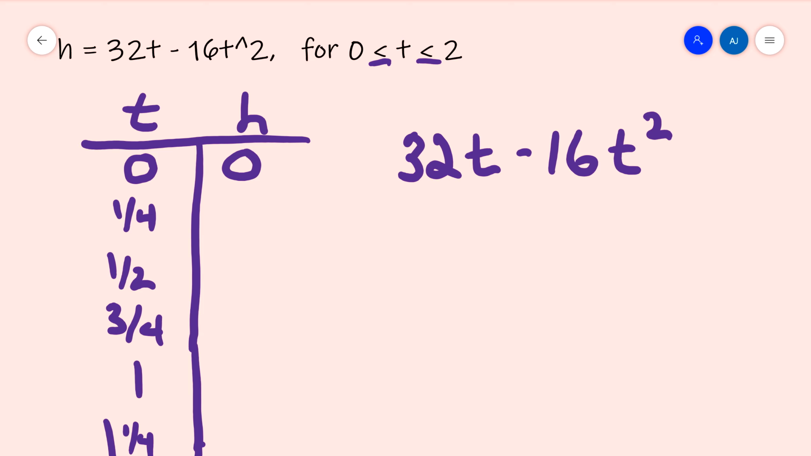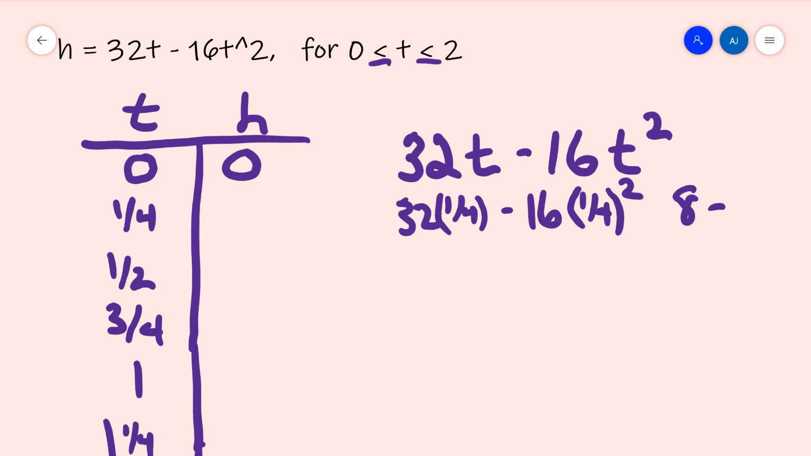Next, I'm going to have 32 times 1/4 minus 16 times 1/4 squared. So this will end up being 8 minus, 1/4 squared would be 1/16, and 16 times 1/16 is 1. So that's going to be 8 minus 1, which equals 7. Okay, so you can see we've got some work to do here.